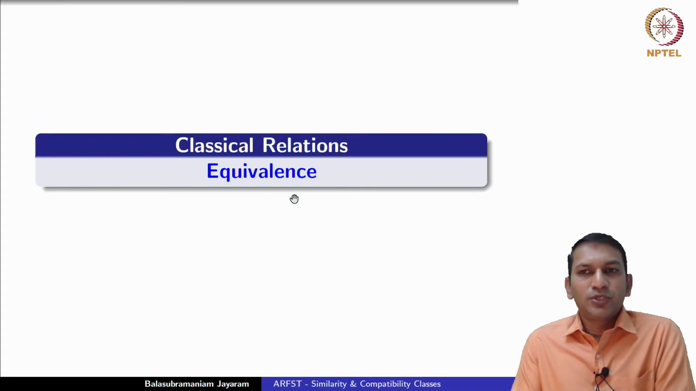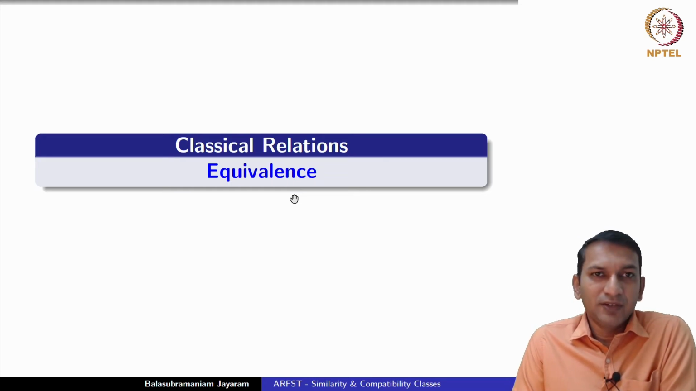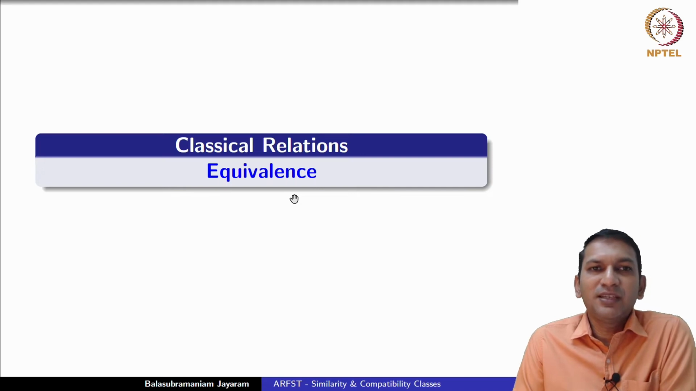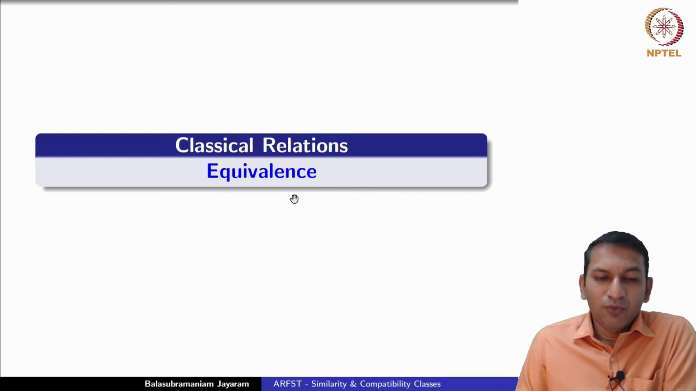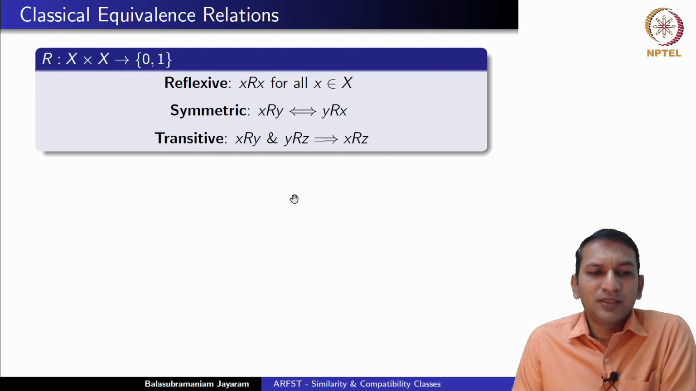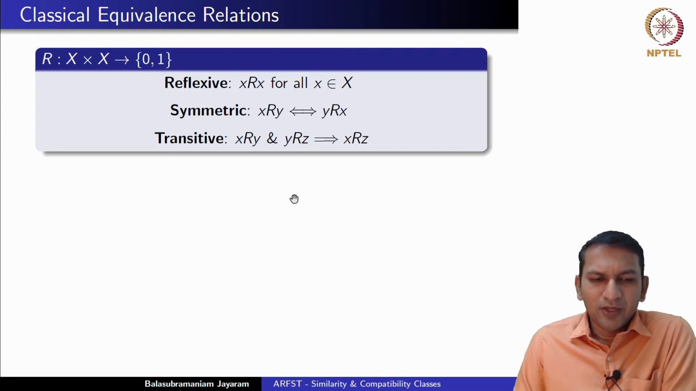Now, to study similarity relations, we need to know the properties of the classical equivalence relation. Why do we study equivalence relations? This is something familiar to us all by now. A classical equivalence relation is symmetric, reflexive, and transitive. Now, what is the need for an equivalence relation?